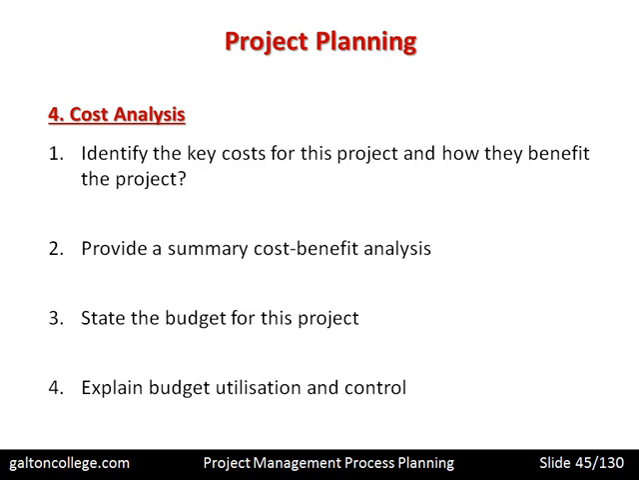Try to explain why there are variances, if there are any, on the budget. And try to control expenditure so that it comes in within the agreed allocation.